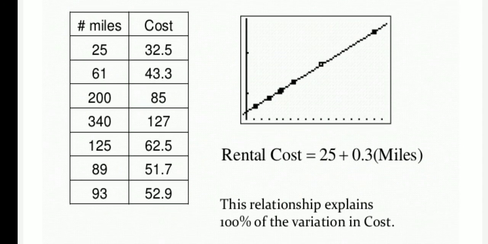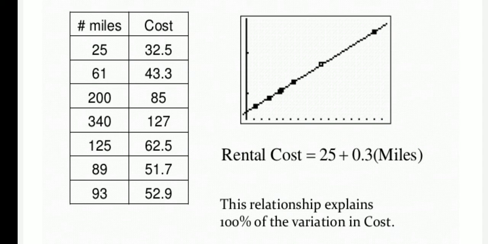The rental cost equals, this is the regression equation determined by solving these two variables, one is miles and the other is cost. So rental cost equals 25, which is the minimum, plus 0.3 into miles. This relationship explains 100% of the variation in the cost, in the sense that when all the points of estimated values lie on the regression line, there is a relationship that explains 100% variation.